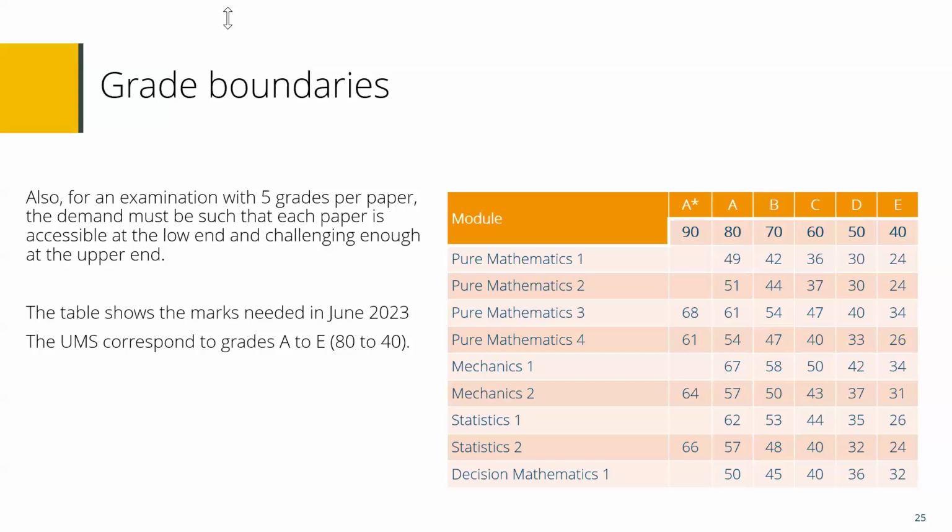So accessible. They need to make sure it's accessible when they put the papers together, accessible for the lower end. But to achieve an A, you can only lose a few marks. Usually for an A star, you're trying to achieve at least 480 UMS. And that's something you can see from here as well. So I'll give you a minute to scan through this as well.